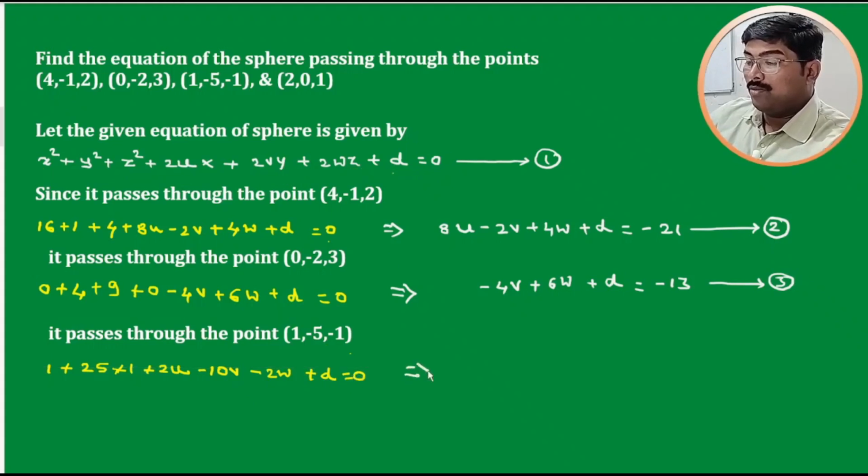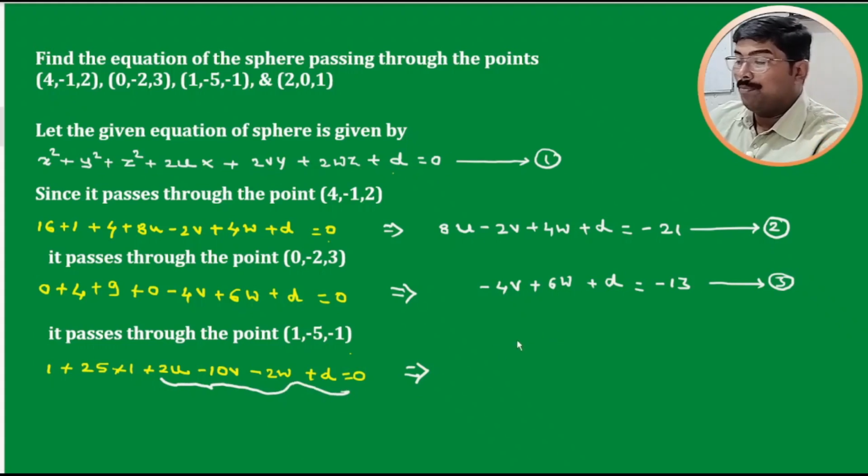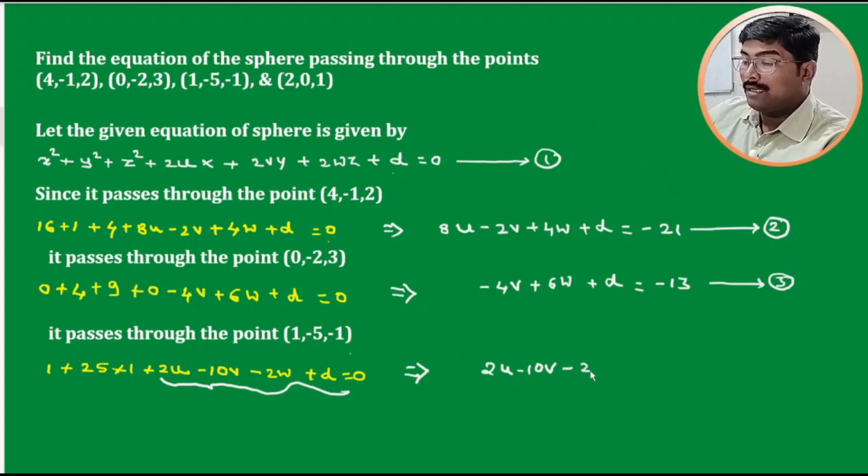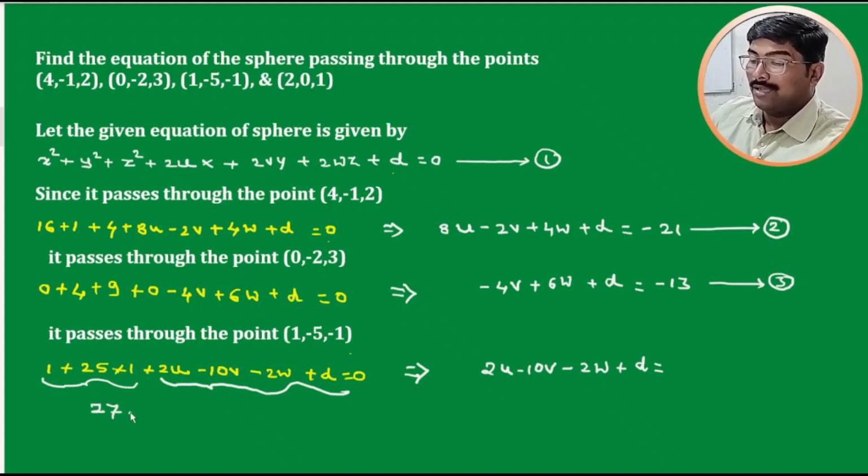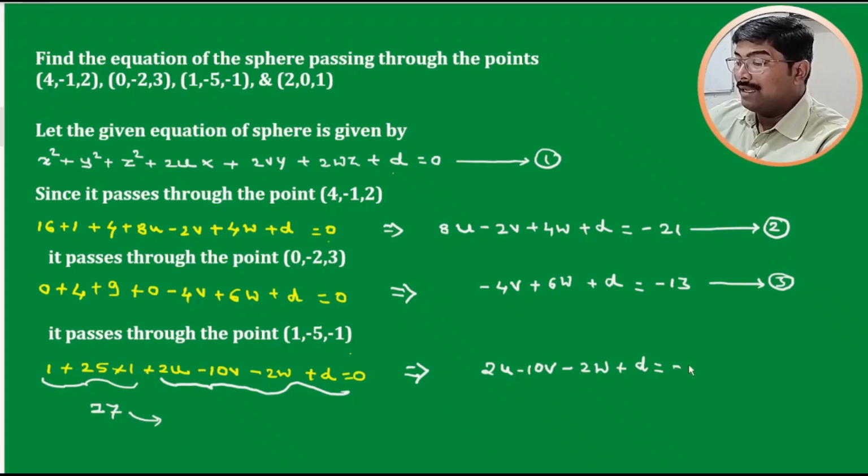Now the same equation we can also write as 2u minus 10v minus 2w plus d, that is equal to, so this 1 plus 25 plus 1 is equal to 27, and transpose this 27 to the right hand side, you will get -27, and say that is equation number 4.